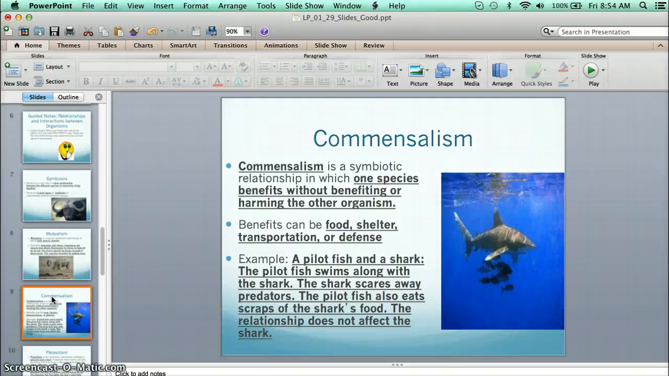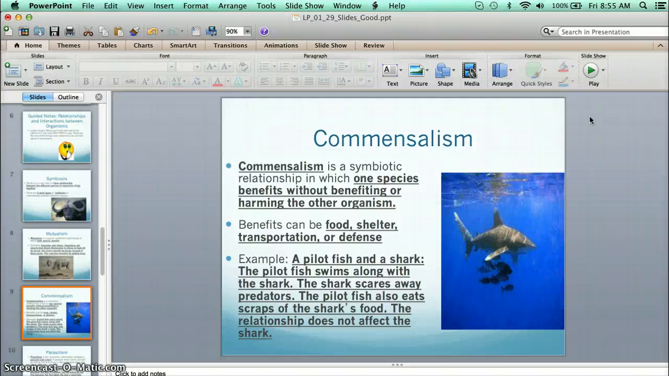Let's look at this example in the picture. We have pilot fish, which are these fish right here, and a shark. The pilot fish swim along with the shark underneath it. As they're swimming, the shark scares away predators, so they're using the shark for defense. The pilot fish can also eat the scraps of the shark's food. Anytime the shark's eating any extra scraps, the fish can quickly grab and eat. So they're getting food and protection.